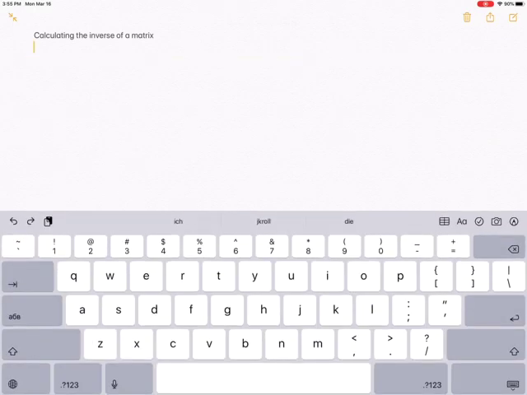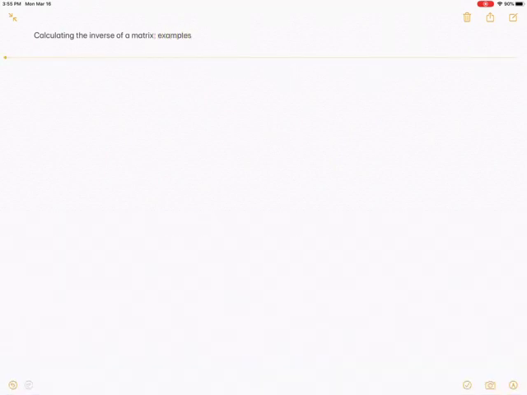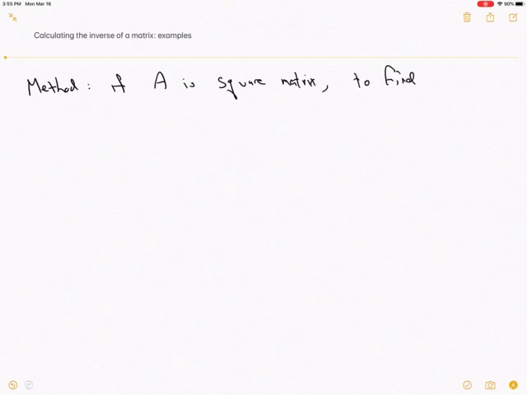Okay, so just doing a couple of examples of how we calculate the inverse of a square matrix. So this is just a couple of examples. So remember the method. The method is, if A is a square matrix, then to find A inverse, what we do is we write the matrix.